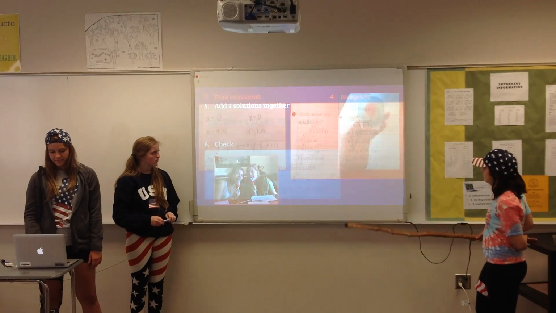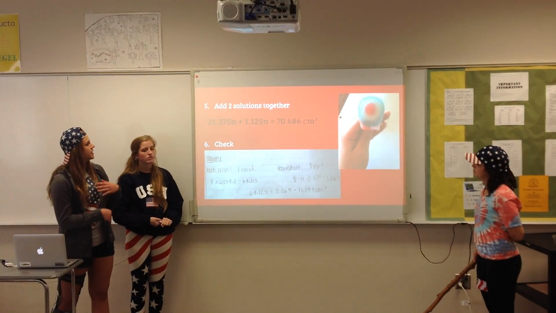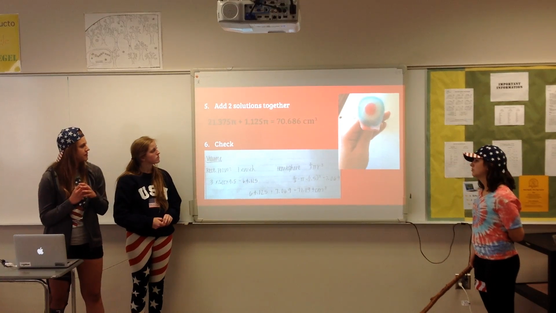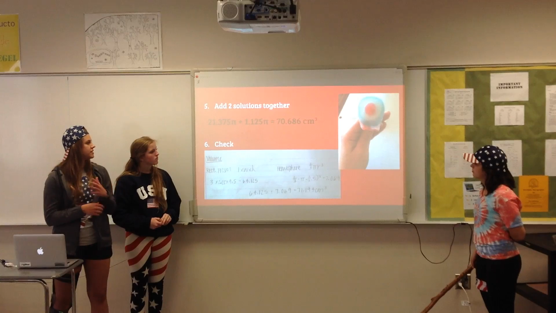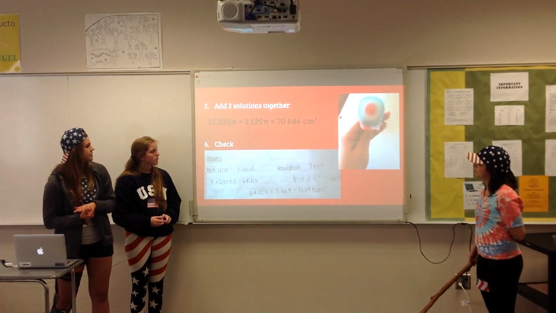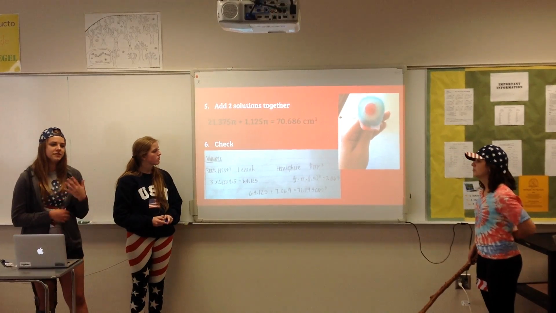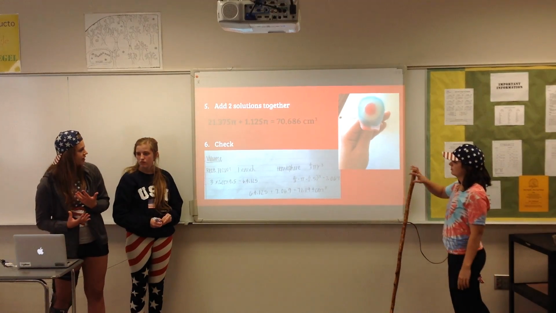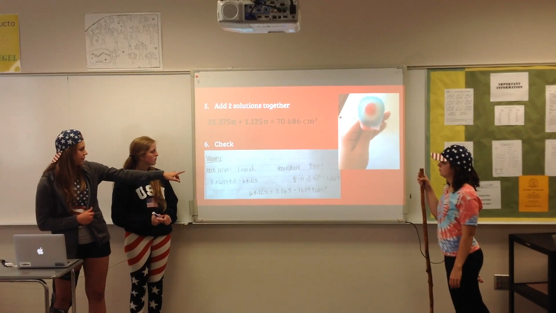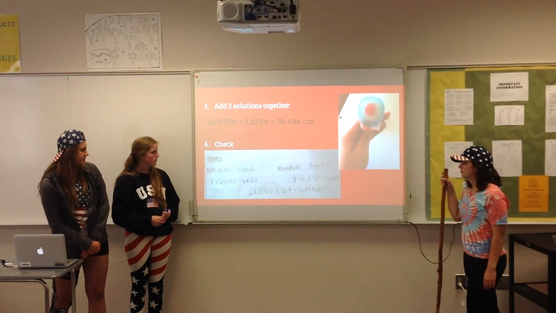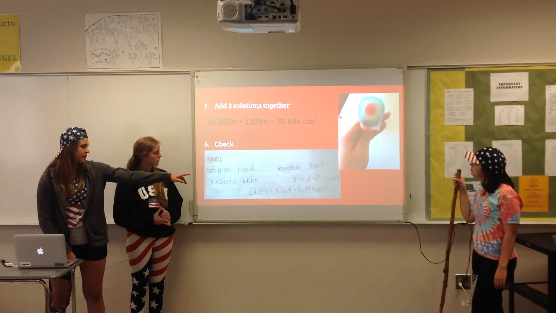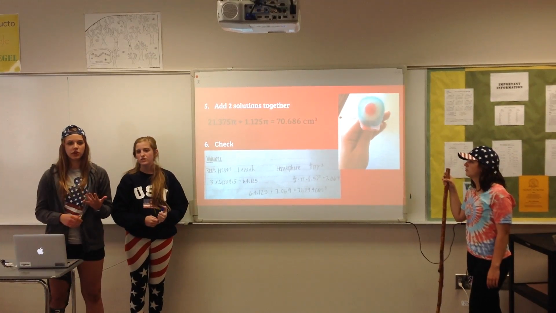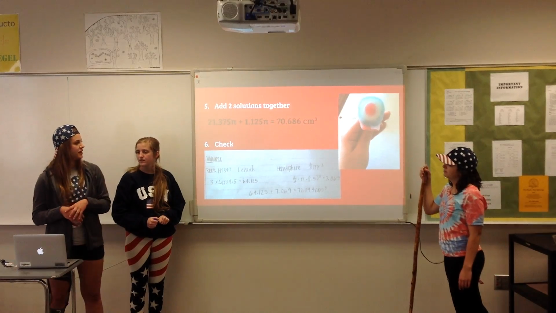So the next thing we did is we had to add the two solutions together to see what the total volume of the popsicle would be. So adding those two together, it was about 70.686 centimeters cubed. And so I wasn't really confident in my answer. I wasn't really sure if that was right or not. So to check it, we found the volume using a rectangular prism and a hemisphere. And adding those two together, we got about 71.194 centimeters cubed, which is pretty close and a rough estimate of the popsicle.